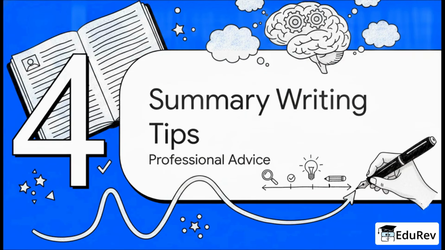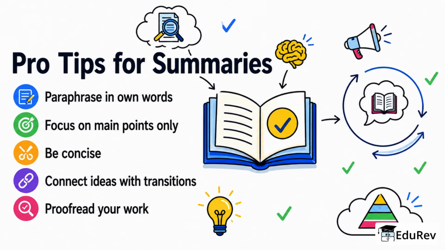Section 4. Top summary writing tips. To make your writing process even smoother, here are my top professional tips. Always paraphrase using your own words. Deliberately avoid copying directly from the source. Focus strictly on the main points, which means leaving out minor details, extra examples, and this is huge, your own personal opinions. A summary is 100% objective.